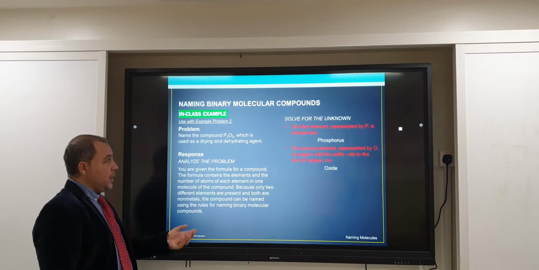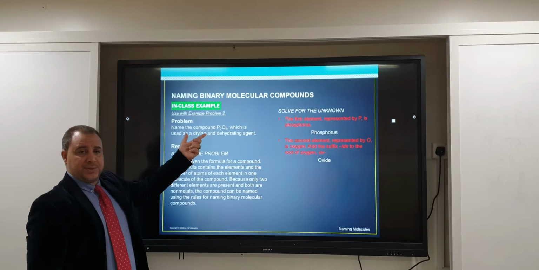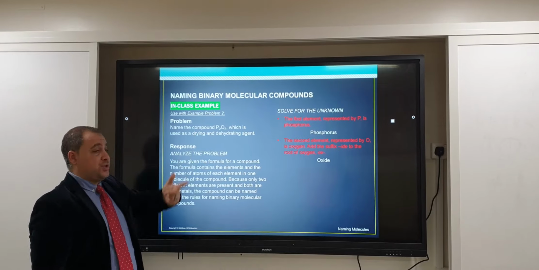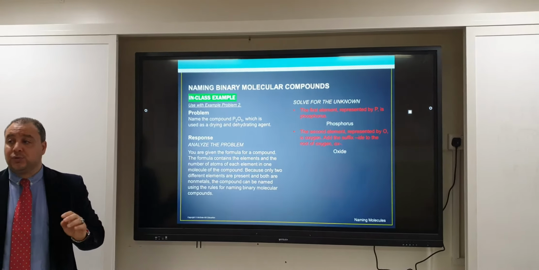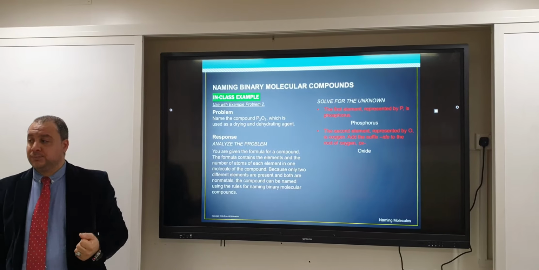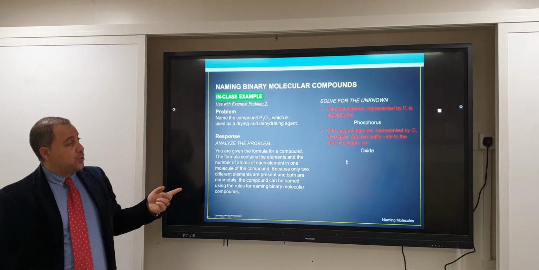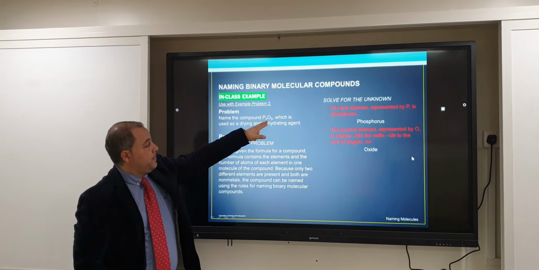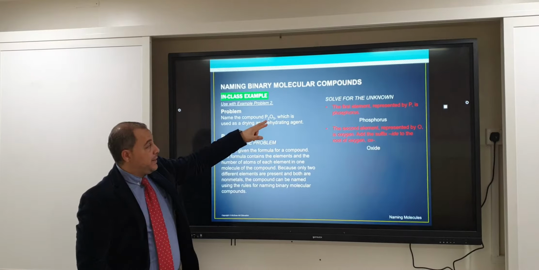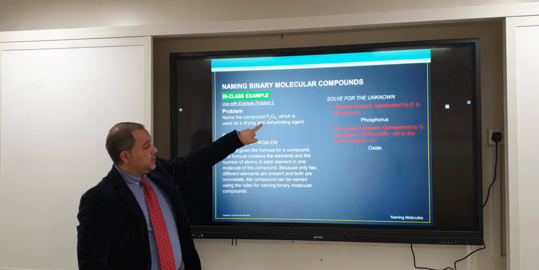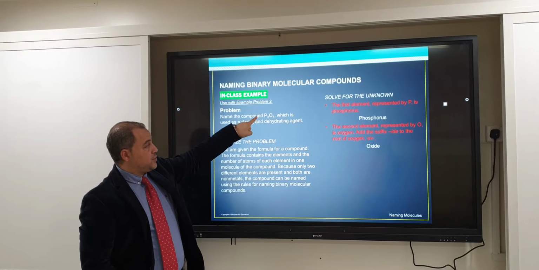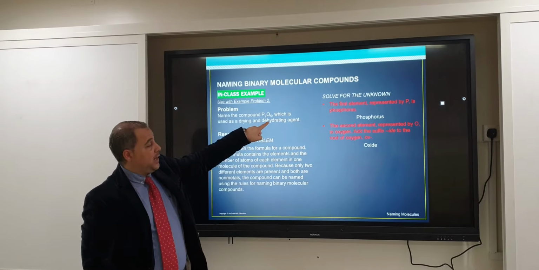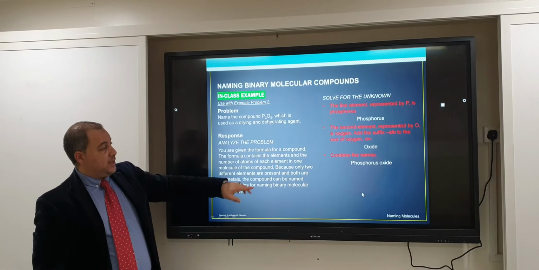But what are the number of atoms of phosphorus and the number of atoms of oxygen, to name this compound? Who can name this compound? Yes, good. It's called diphosphorus pentaoxide. Di is 2, phosphorus, penta is 5, oxide. So the name is what?